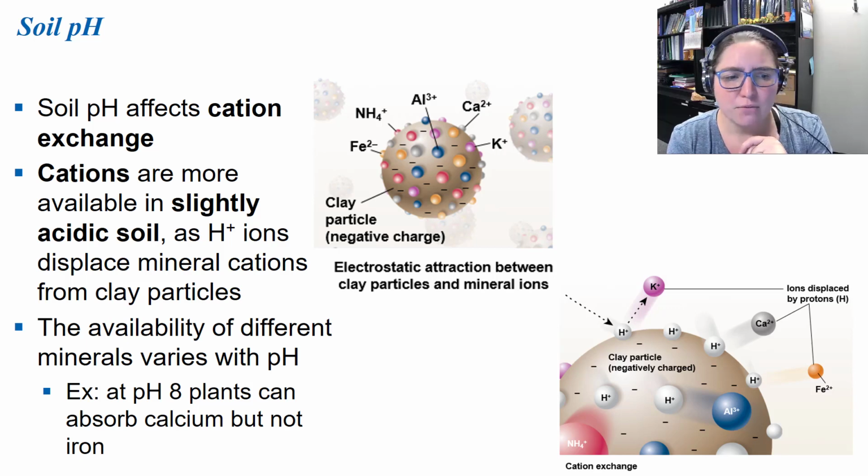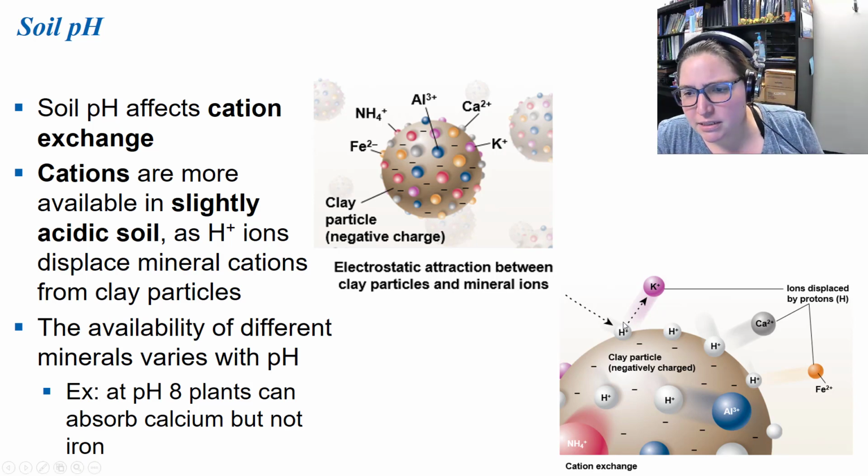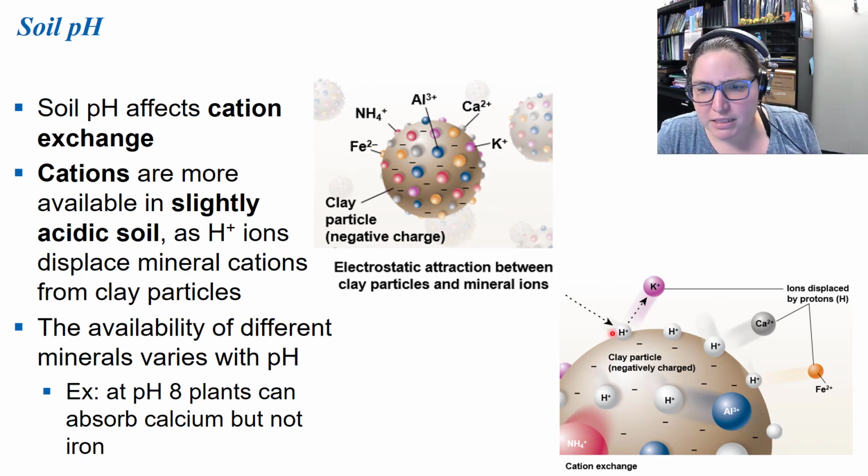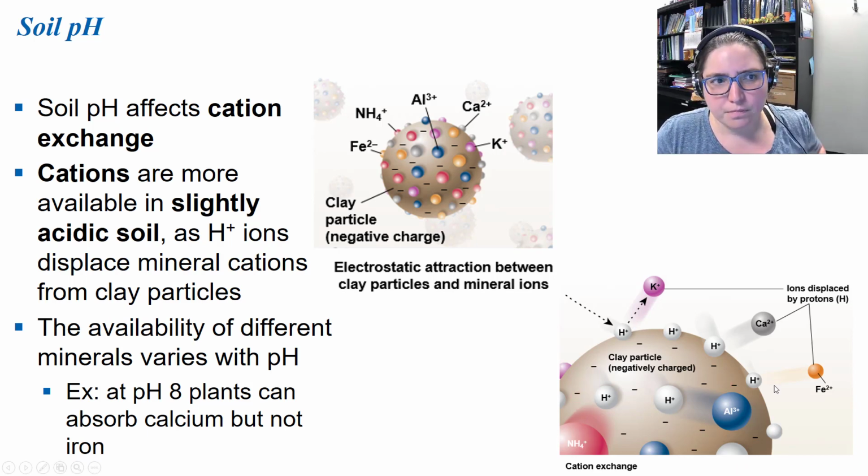So the availability of different minerals varies with the pH of the soil, but at a pH around 8, plants can absorb calcium, but not iron, for example. That was a hard one to say. So here in this picture you can see the ions being displaced by protons or hydrogen ions there, and we've got this big giant clay particle there.